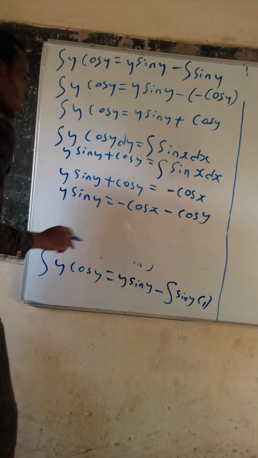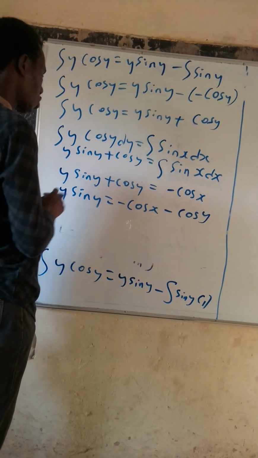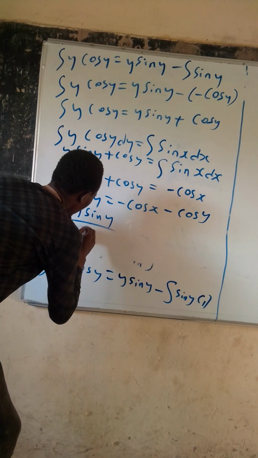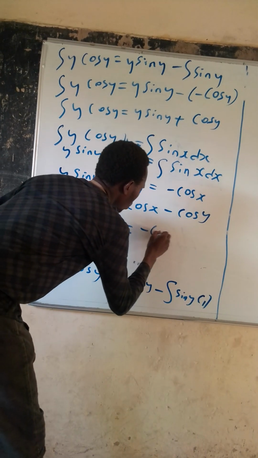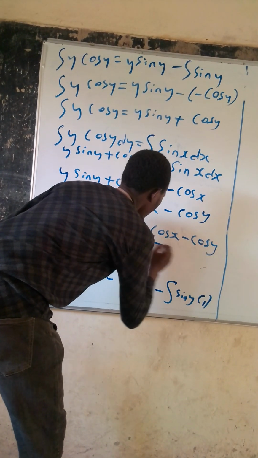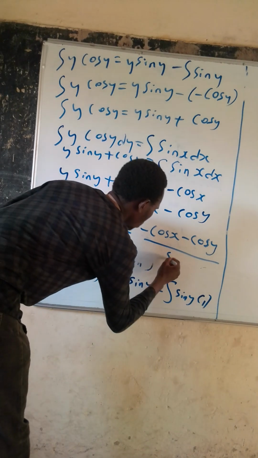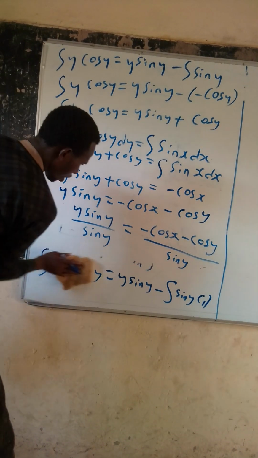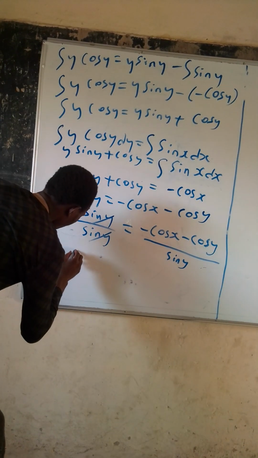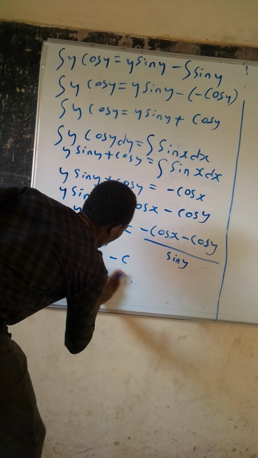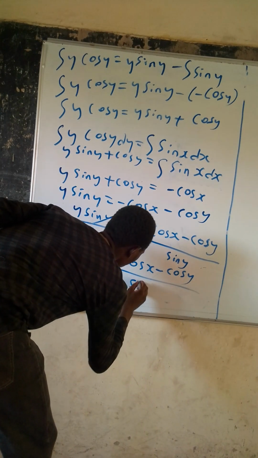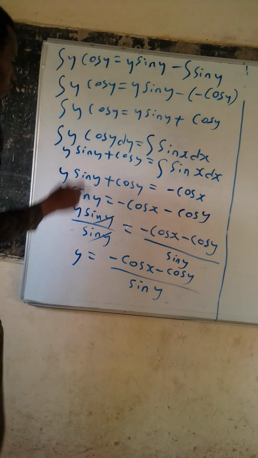Let's divide both sides by sine y for us to make y the subject of the formula. So what do we have here? We have y sine y all over sine y equals minus cos x minus cos y, all divided by sine y. Are you getting me now? So sine y will cancel sine y. We are left with y equals minus cos x minus cos y all over sine y. So this is the solution to this differential equation.